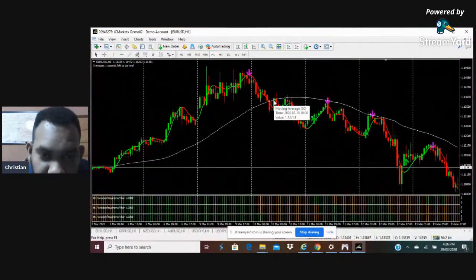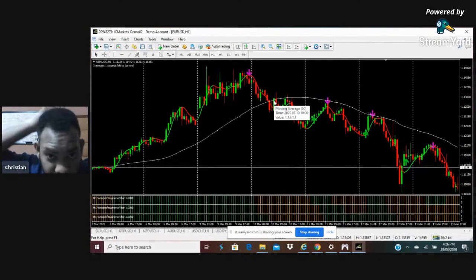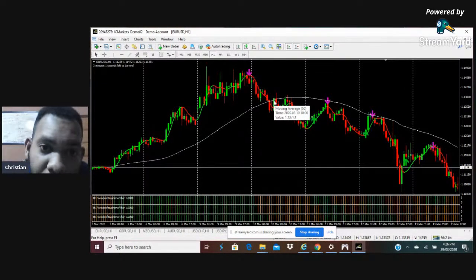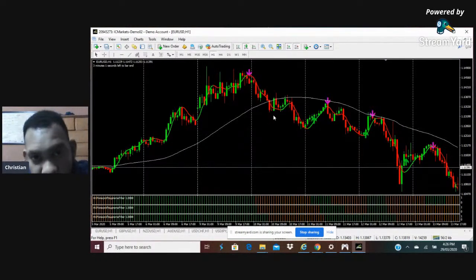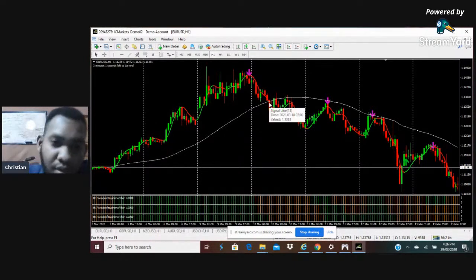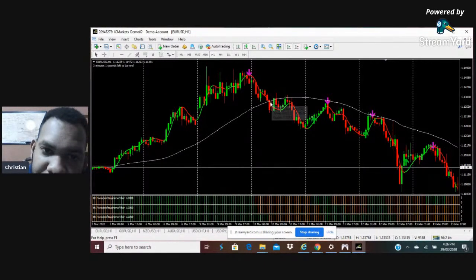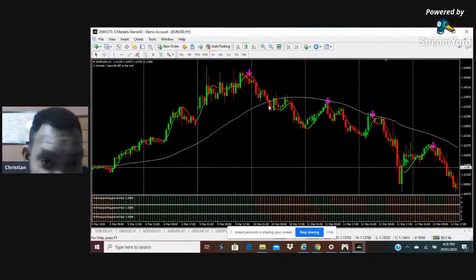Now when the first candlestick closes below the 50 moving average, which I believe was the second one, you would have entered the trade.